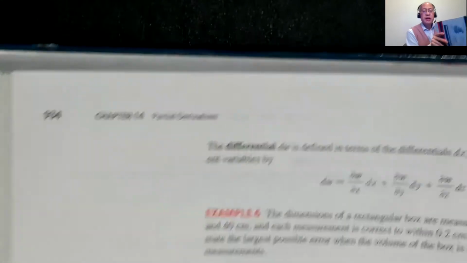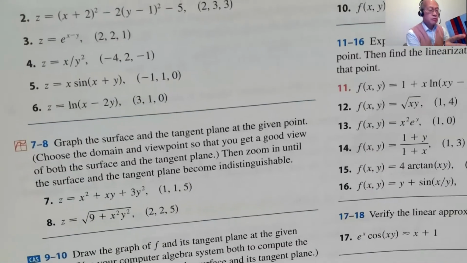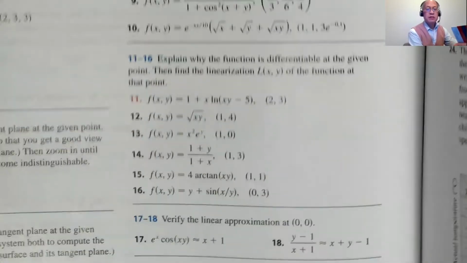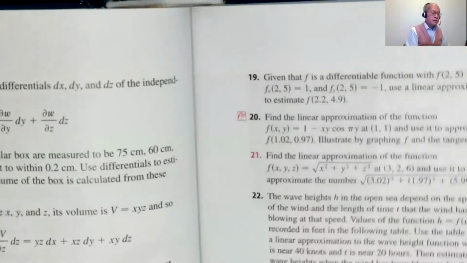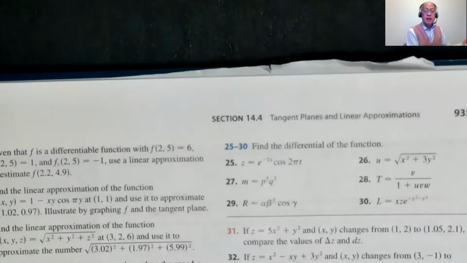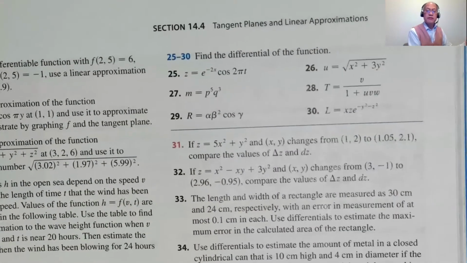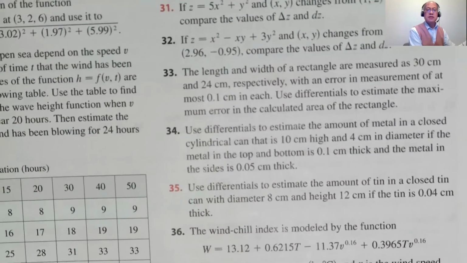Okay, so 14.4, page 934, focus here. So again, for the benefit of those of you that don't have the text and aren't planning to get it, there's all that. And that. And I think the differential of the function, some of this stuff over here. Yeah, and I think that's about it. Okay.